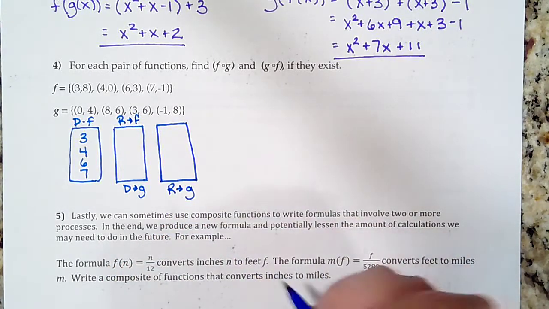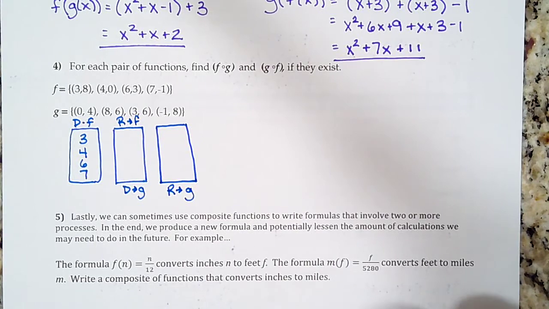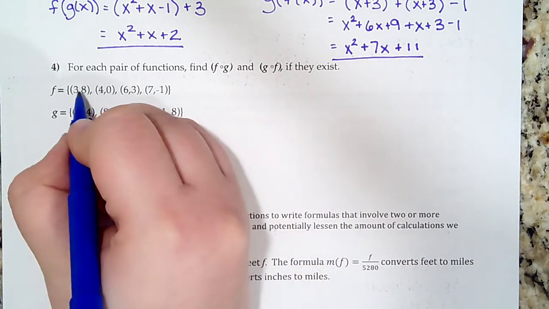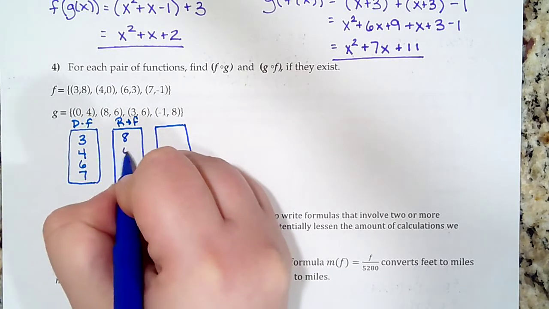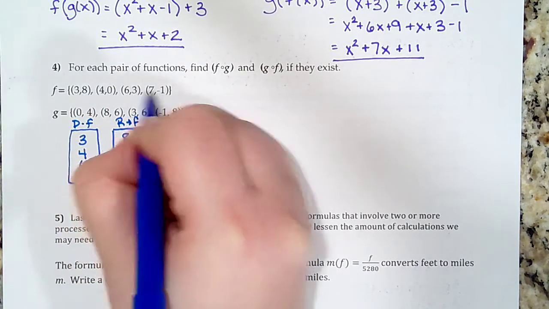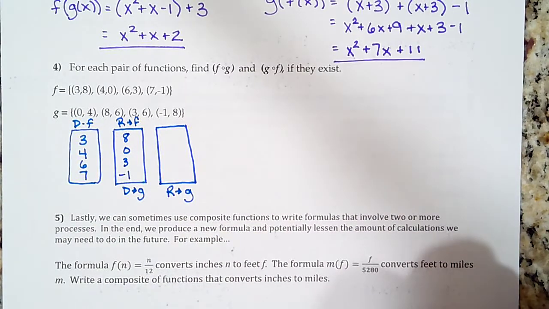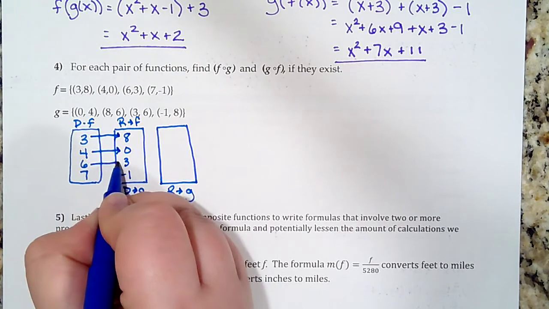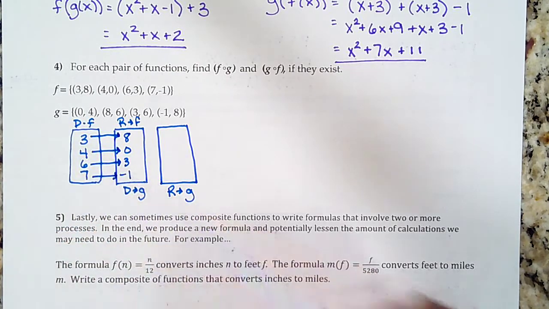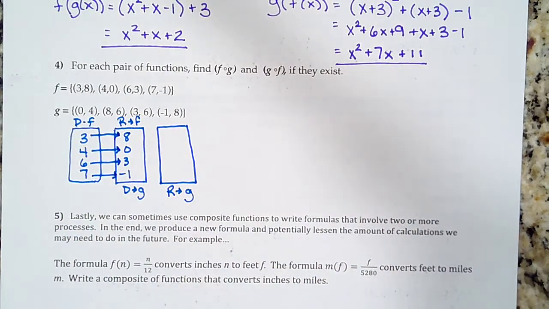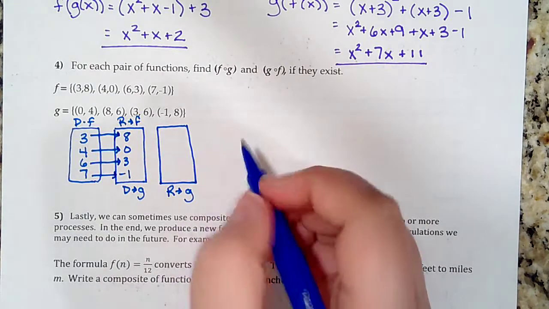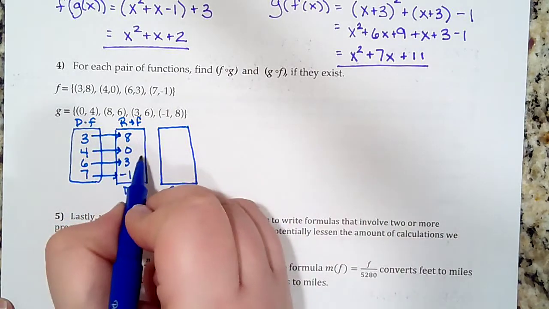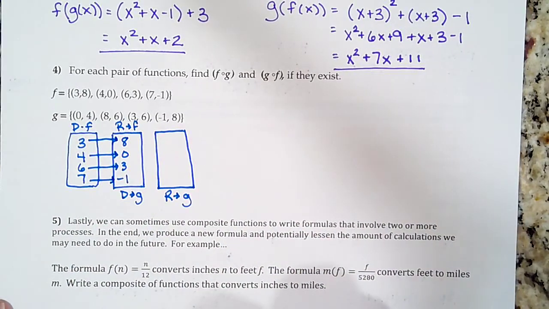Range of g. So if I do this right, my domain of f connects with my range of f. I'm just saying 3, 8, 4, 0, 6, 3, and 7, negative 1. My domain connects to a range. Now, if I have f of g and g of f, I should be able to loop these back. Each one of these should have a counterpart in g.